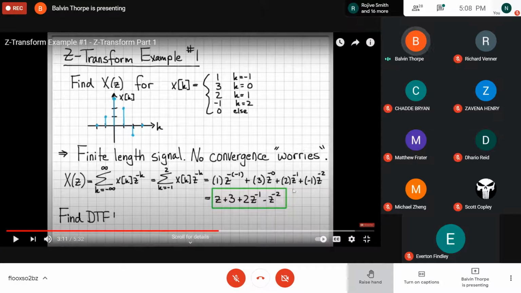And then the amplitude here is minus 1. See it down here, at time 2. So I have minus 1 as the amplitude, z to the time, which is minus 2. So you have a minus here, and z to the minus 2.